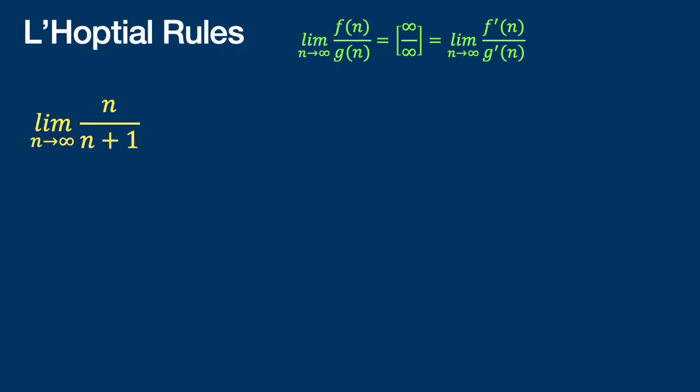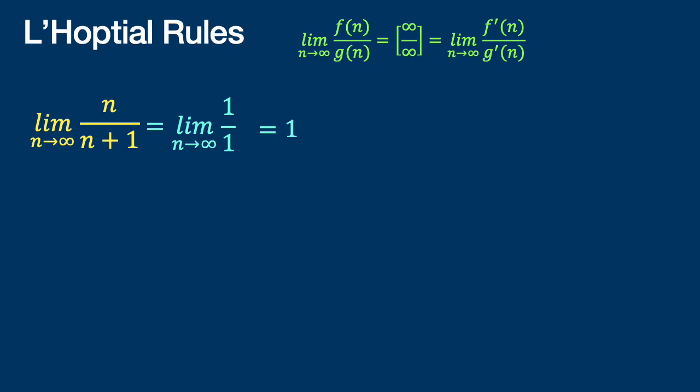Let's have the first example. n approaches infinity, n over n plus 1. n is increasing, the numerator goes to infinity. The denominator goes to infinity, that's infinity over infinity. We can apply L'Hopital's rule. Take the derivative of n, that's going to be 1. Take the derivative of n plus 1, that's also 1. So the limit of this sequence is going to be 1. That's a really powerful rule we can apply when you have a fraction form.